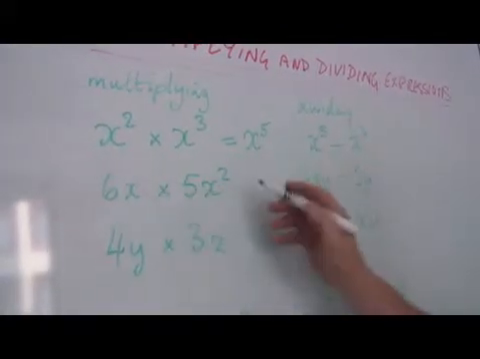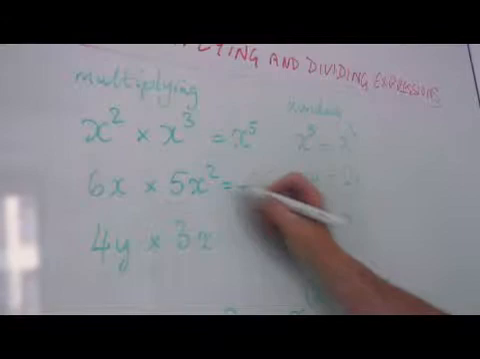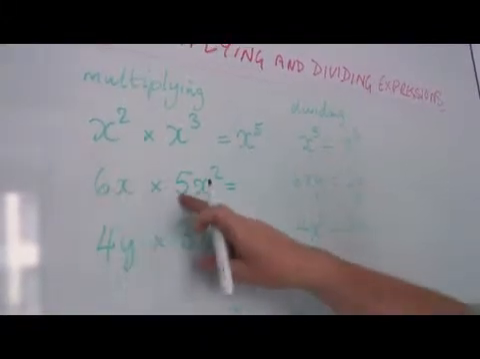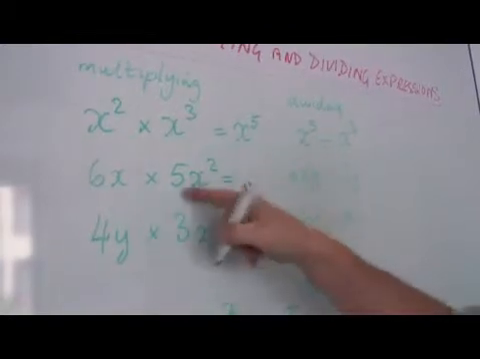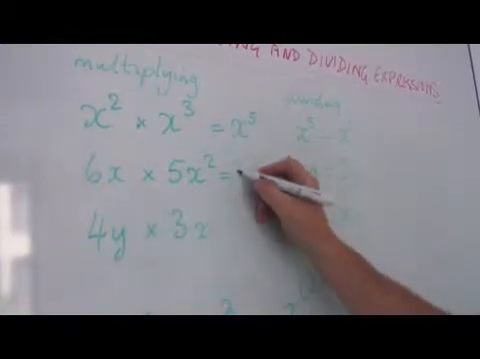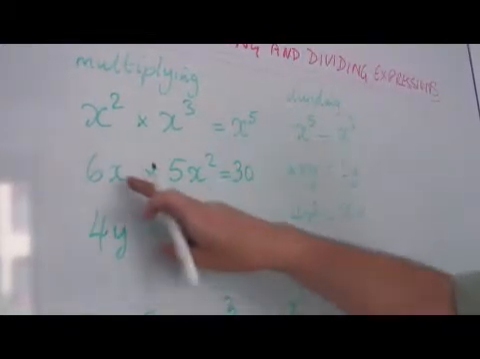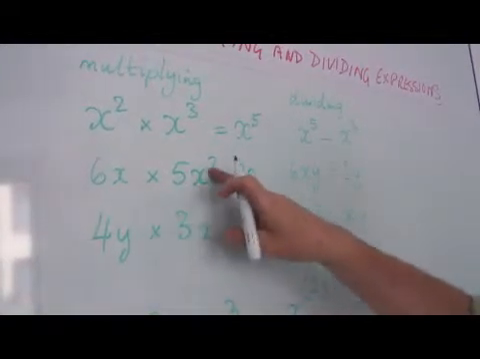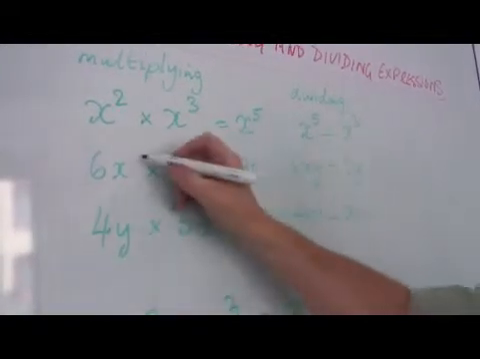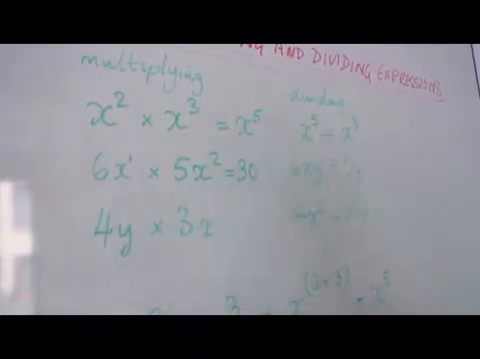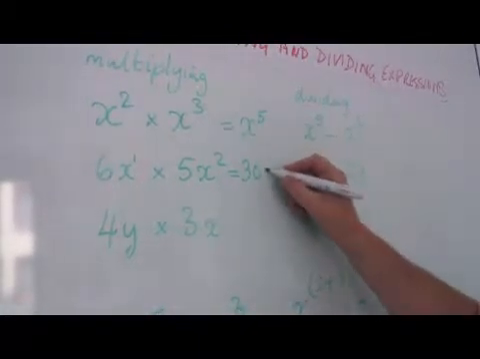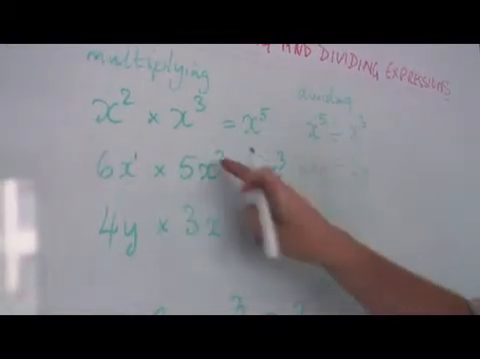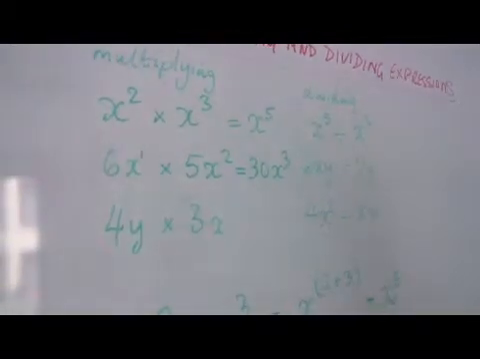I can do the same here. But I have to be careful because I've got numbers. So I have to first multiply the numbers together. 5 times 6 is 30. And then x times x squared. Well, the index on x is x to the power 1. So it's in fact x to the power 3. 2 plus 1 makes 3.